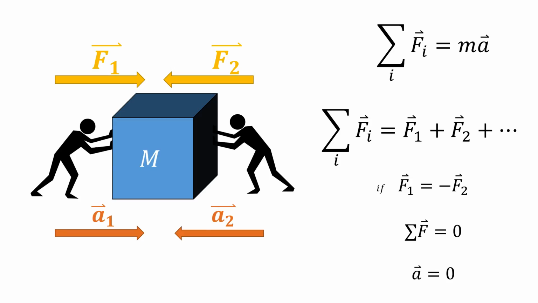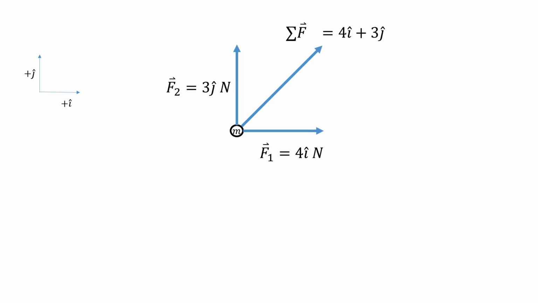The net force is a vector sum, so if two forces acting on an object are pointing in two different directions, the net force will point in the direction of the sum of the two vectors. The acceleration, then, will be in the same direction as the net force. Let's call upwards the positive j direction and rightwards the positive i direction. If the first force is 4 newtons to the right, and the second force is 3 newtons upward, then the net force must be 4i hat plus 3j hat.